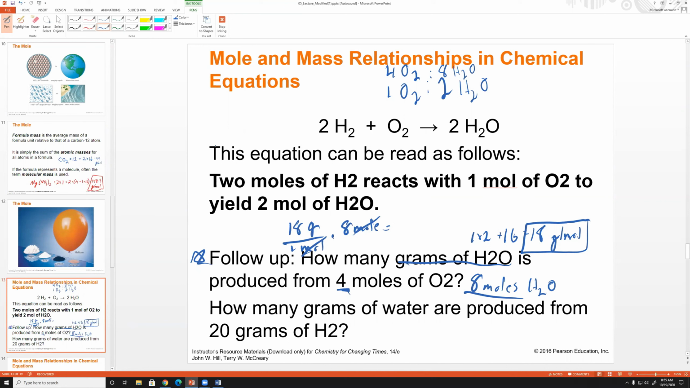So it makes sense. If 1 mole is 18 grams, and we want 8 moles, it would be 8 times as much. So that's why we do that. You'd have 18 times 8, which is 144. 144 grams of H2O. Okay, does that make sense? Give you a second to write.